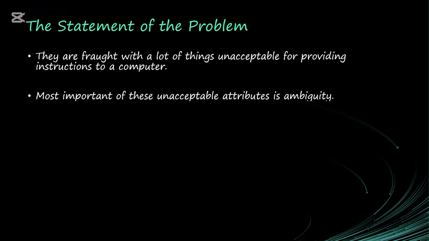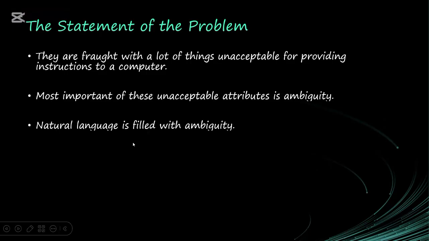Number one thing is that natural languages are ambiguous. You cannot give a computer an ambiguous instruction. The computer does not understand ambiguous instructions. But our natural languages are very ambiguous. Sometimes, even if you go to the dictionary, a particular word or phrase can have so many meanings. The computer wouldn't accept that. Natural languages are filled with ambiguity. The way you say something, the tone in which you say it, can even make somebody misunderstand it.